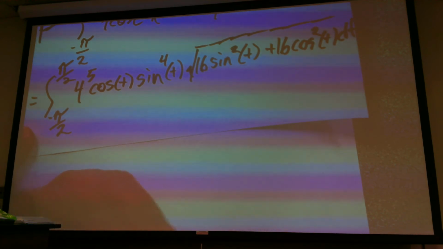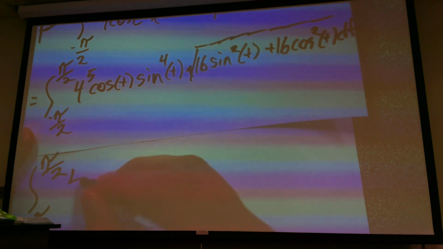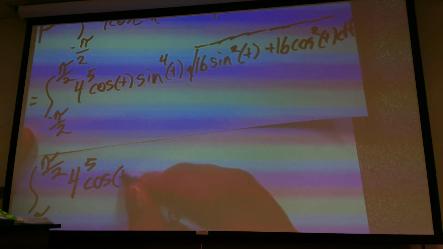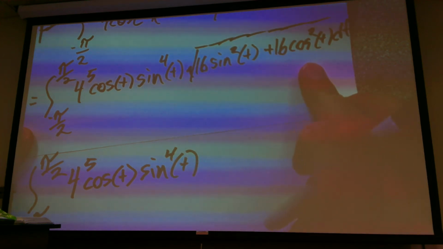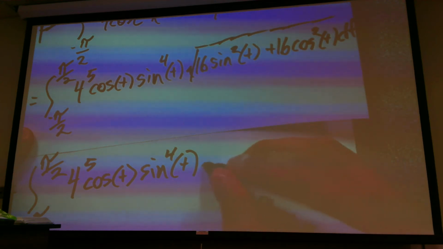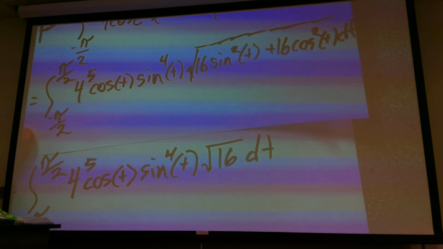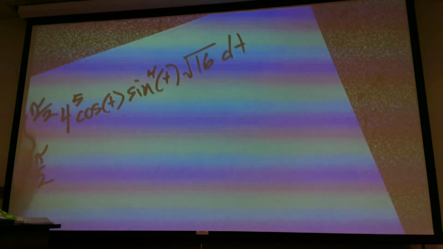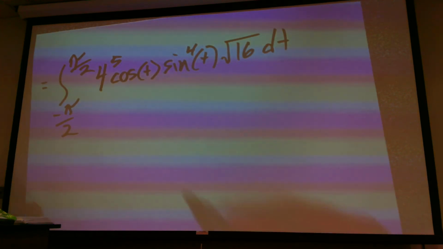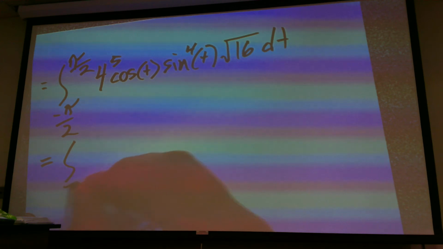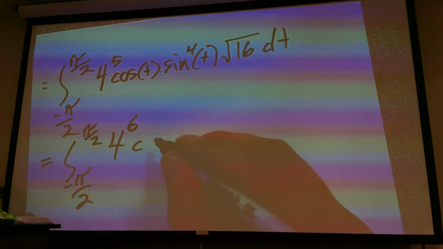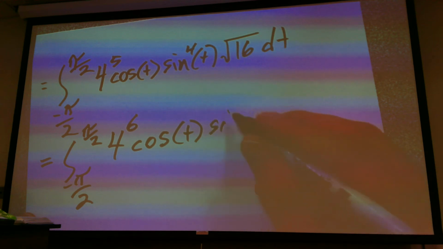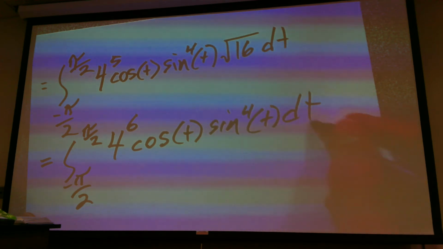That becomes the integral from negative pi over 2 to pi over 2 of 4 to the 5th times cosine of t times sine to the 4th of t. And sine squared plus cosine squared equals 1, so this ends up just becoming the square root of 16, which is just going to be another 4. So this thing ends up equaling the integral from negative pi over 2 to pi over 2 of 4 to the 6th times cosine of t and sine to the 4th of t, and this is an integral with respect to t.